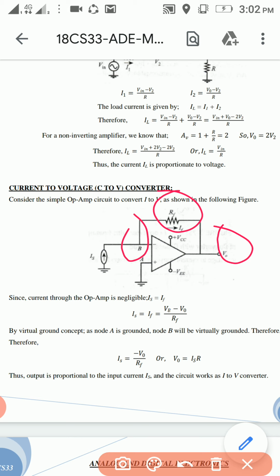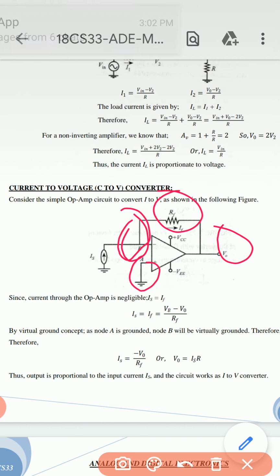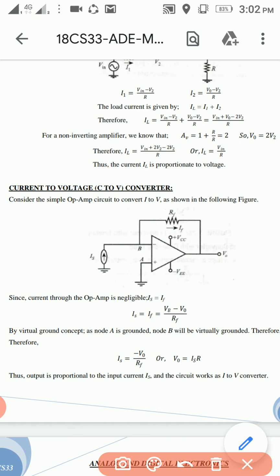But in the earlier cases, VB is what? Virtually grounded. This is grounded. This point is 0 voltage. But at this particular point, the voltage is what? It is virtually grounded, so for that reason it is 0. So VB is 0. So Is is equal to minus V naught divided by RF. Hence V naught is equal to Is into R. The input Is is directly proportional to V naught. This is the current to voltage converter.